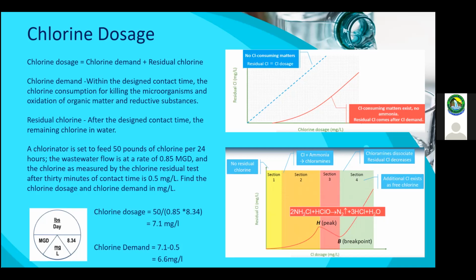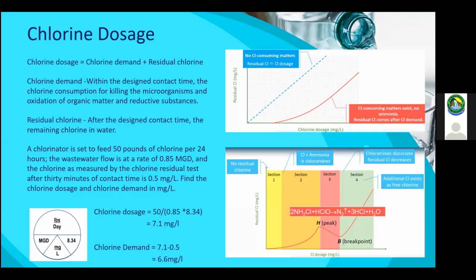So if we look at this chart that I have on the top right hand side of the screen, that blue line is a plot of your residual chlorine versus your chlorine dosage. So that blue line is in an ideal world where there's no chlorine consuming items in your water. So whatever you dose is residual because nothing is consuming that chlorine. Now we know that that ideal situation really doesn't exist. So in reality, we're more where this red line is.